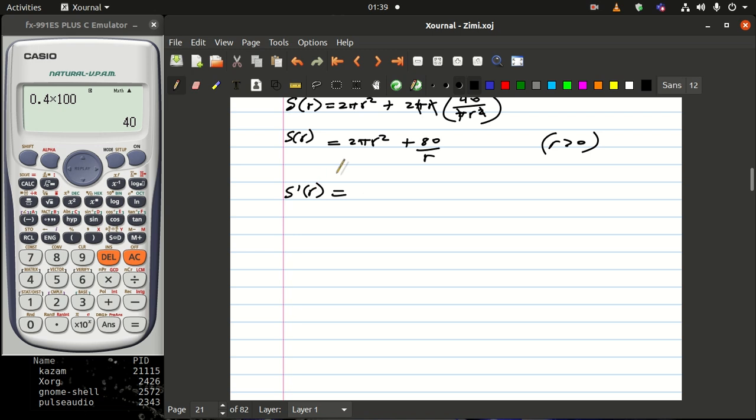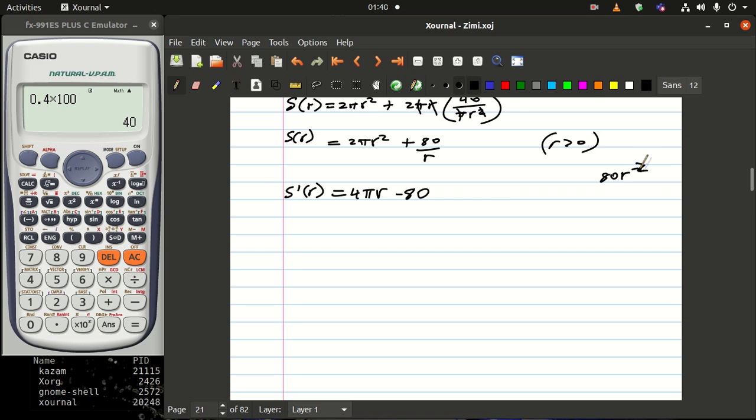We are taking it with respect to r, so we're only going to take the derivative of this. So we're going to bring in the 2, and then we'll have 4 pi r, and then of course we subtract a 1, and then plus the derivative of this. Remember that 80 over r is the same as 80 times r raised to minus 1, and then taking the derivative of this, we bring down this minus 1, so we'll end up having minus 80, and then subtract a 1, so we'll end up having a minus 2 here.